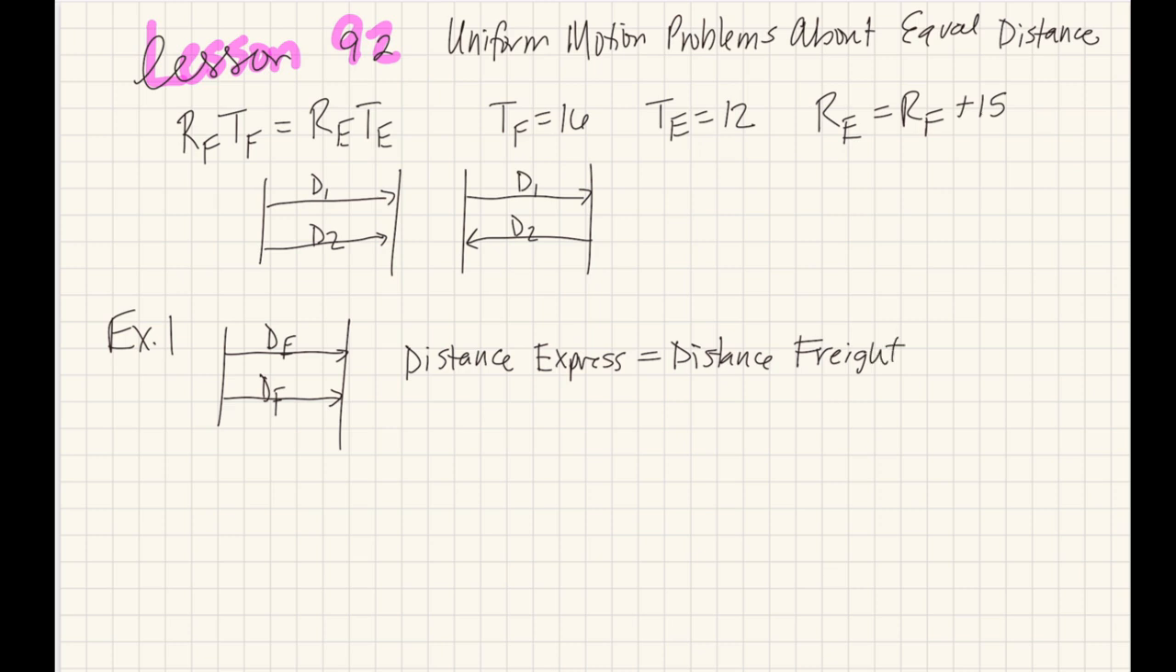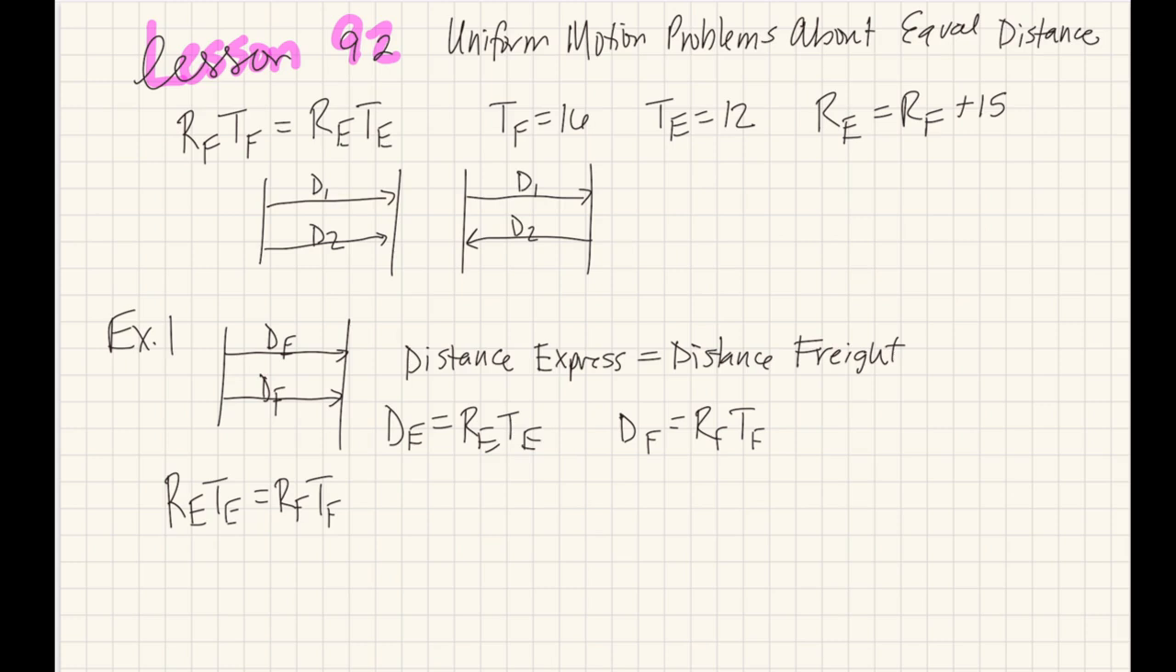Okay, so my distance equation is going to look something like this. The distance of E is equal to the rate of E times the time of E. And the distance of F is the same as the rate of F times the time of F. So therefore, the distance of E is equal to the distance of F. They're equal, so this is the type of equation that I'm going to use. I'm going to use the rate of E times the time of E is equal to the rate of F times the time of F.